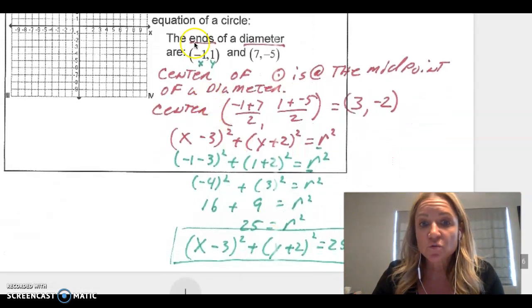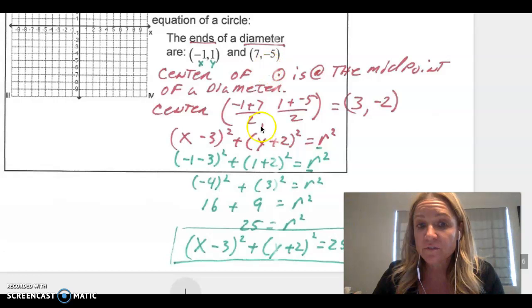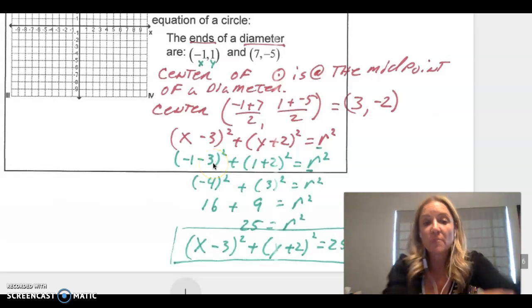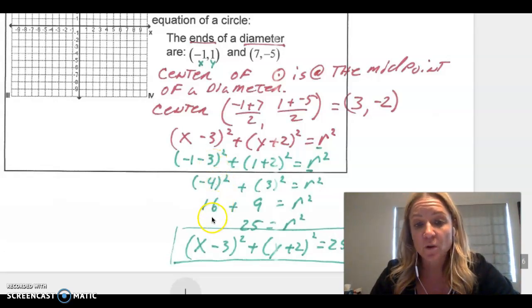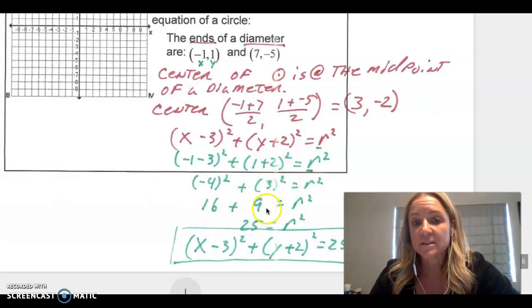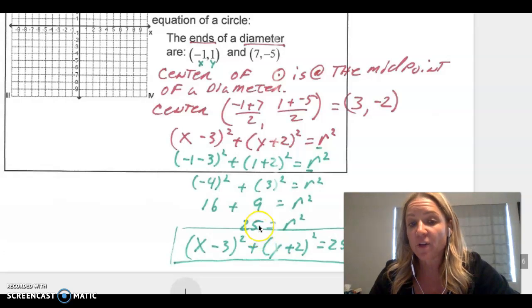And then we can just use either of these two endpoints of the diameter to help calculate our radius. So I'm going to use the first one. Plug in the -1 and plug in the 1 and then just simplify. So -1 minus 3 is -4. Square that to get 16. 1 plus 2 is 3. 3 squared is 9. We add the 16 and the 9 together to get 25.